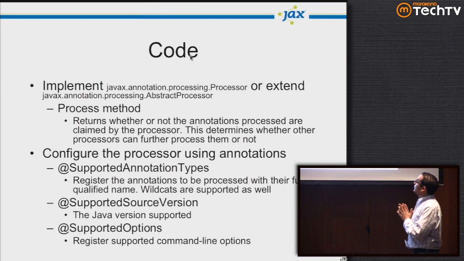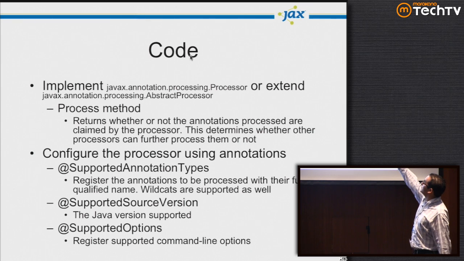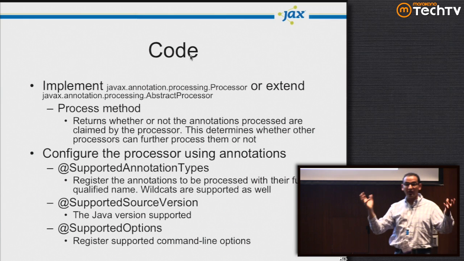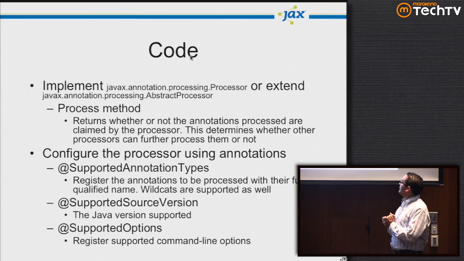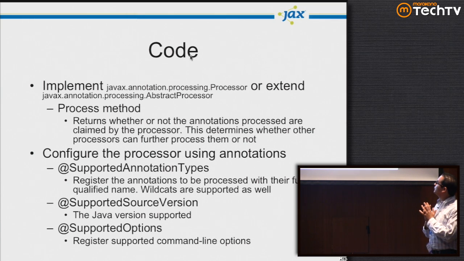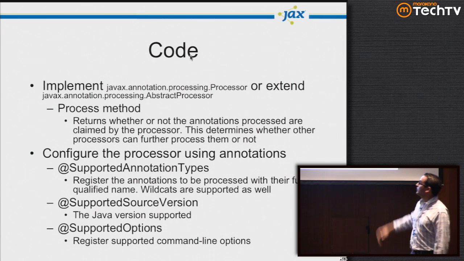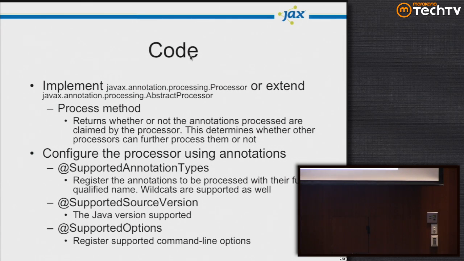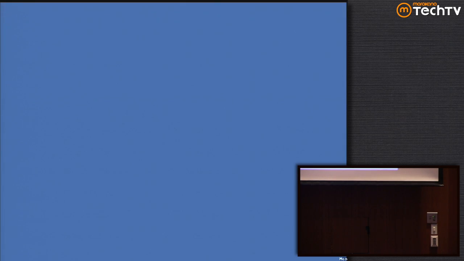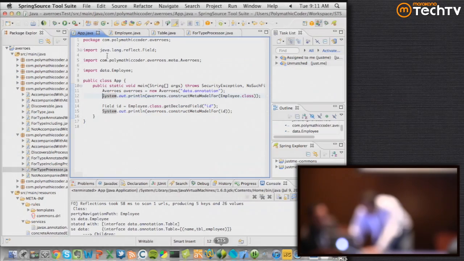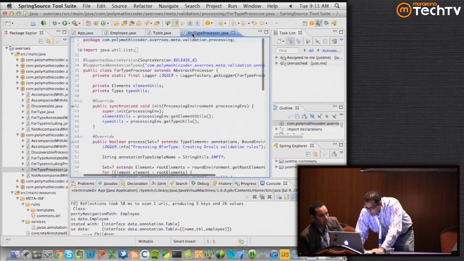what you do is you provide an implementation of the Processor interface. Meaning that you will provide some kind of implementation of a process method right there. And you configure your processor using certain annotations: supported annotation types, supported source, and then supported options. I think it would be best right now if I just go and show you a little bit of the code real quick. I'm not going to spend a lot of time on this.